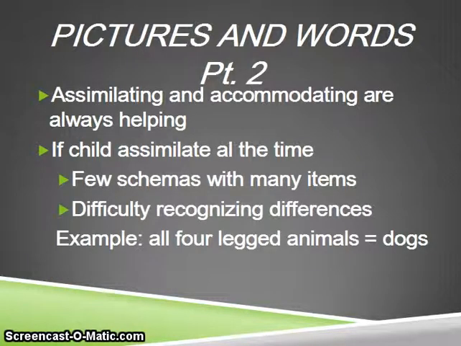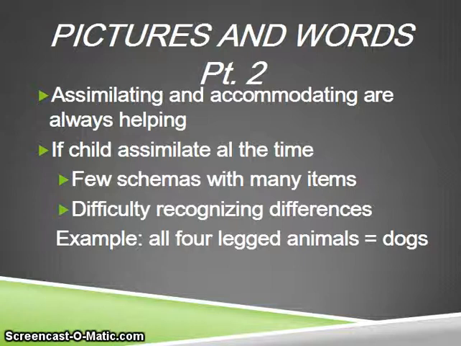Part 2 of Pictures and Words is mostly assimilation. Assimilation and accommodation are always helping children learn, though. To sum up assimilation, it means that familiar objects are being put into already existing schemas. Schemas are sort of like folders or categories. But if a child tends to assimilate all the time, a few things could happen. They would end up with too few schemas or folders, and in each folder they would have too many items. If this happens, children would have a difficult time recognizing differences between things.